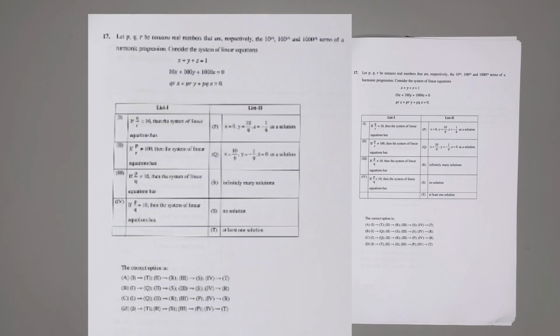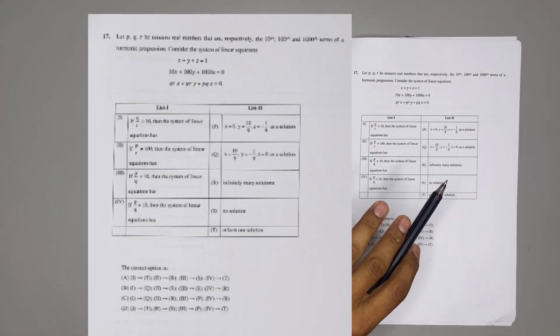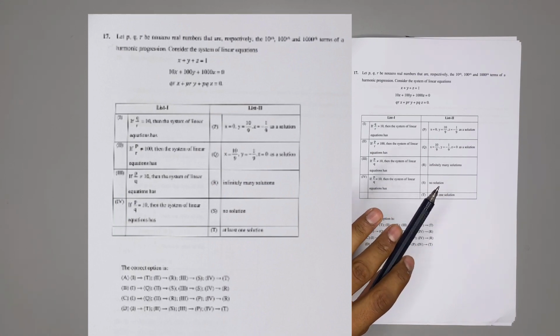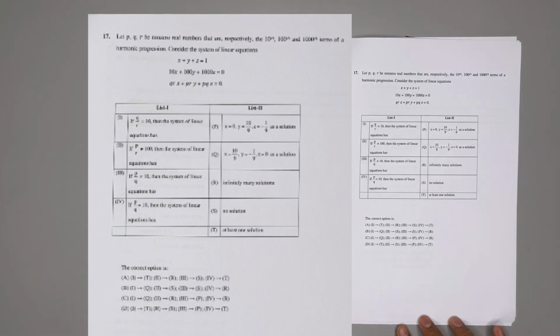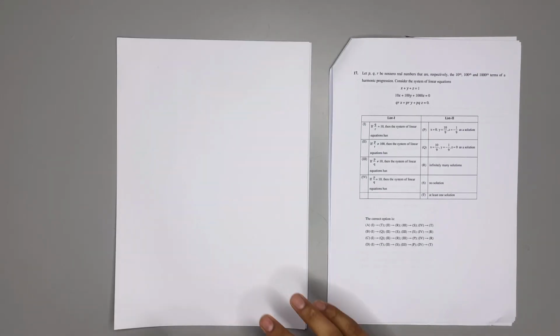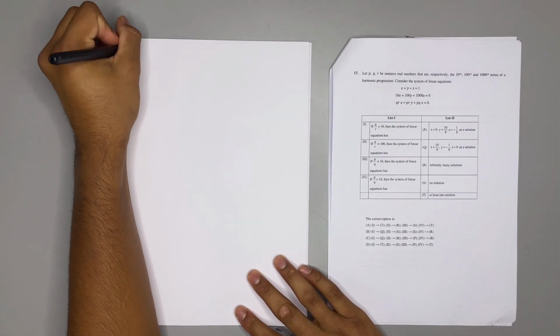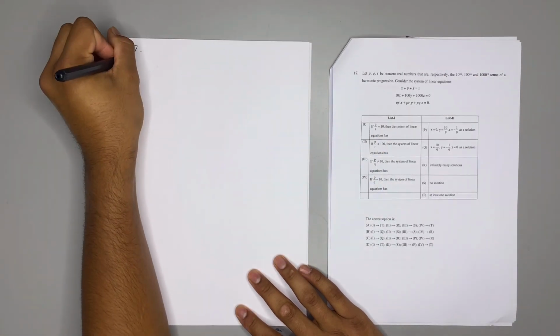Question 17. Let P, Q, R be non-zero real numbers that are respectively the 10th, 100th, and 1000th terms of a harmonic progression. Consider the system of linear equations: x plus y plus z equals to 1, 10x plus 100y plus 1000z equals to 0, and qrx plus pry plus pqz equals to 0. List 1, list 2, the correct option is given. Okay. 17. Let's start with I.